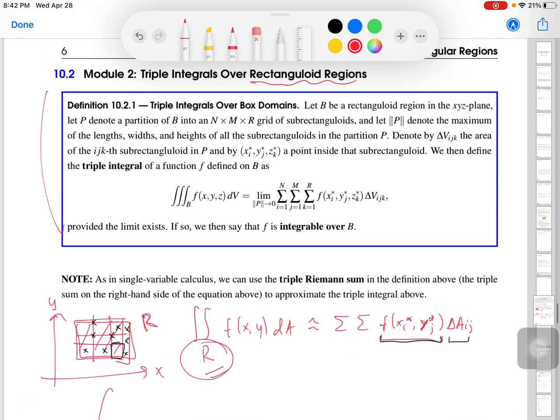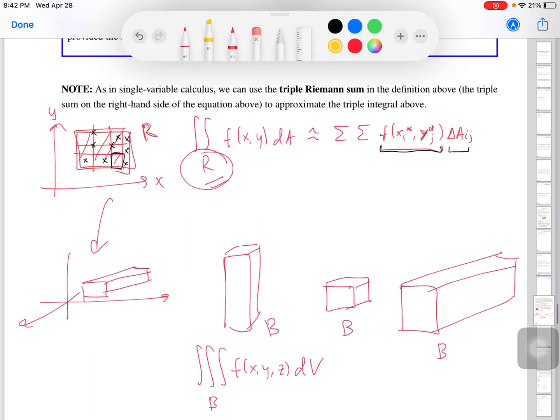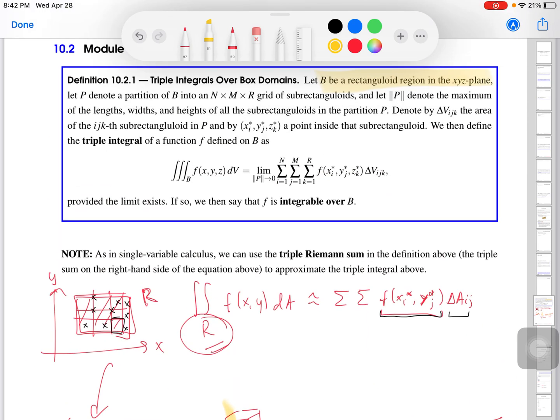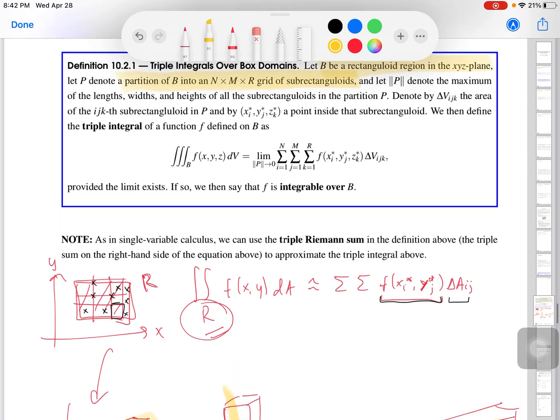Okay, so that's just a quick little reminder of where we were in the previous video and how that leads up to what we're doing now. So back to the definition. Suppose B is a rectangular region in the xyz axes, looks something like one of these boxes, basically. And suppose we now partition it into subrectanguloids.